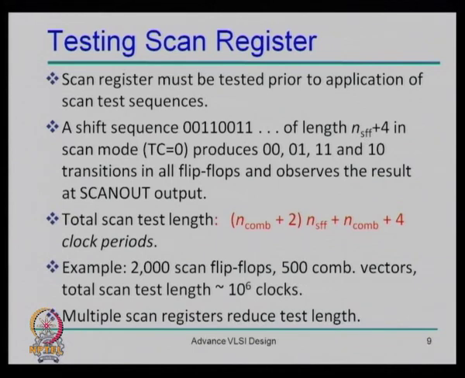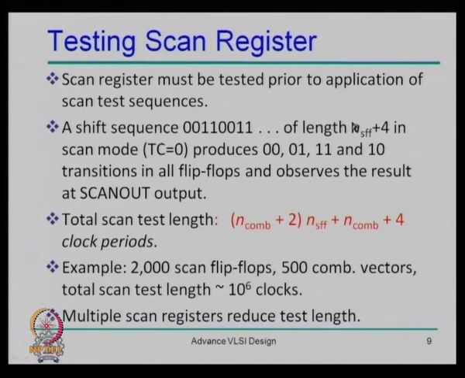So, in order to make sure, you have to scan through a bit stream of 0 0 1 1, and it will take the number of flip flops plus 4 cycles. So, first you have to scan through a sequence of 0 0 1 1, that is also known as the sanity check of the scan chain. Once it is done, you can apply your test vector.